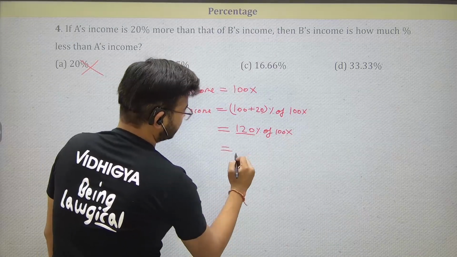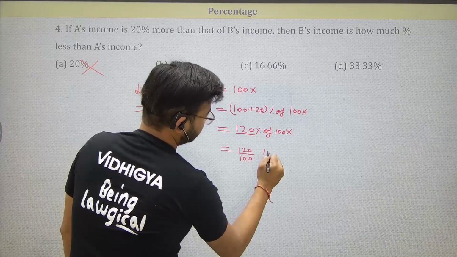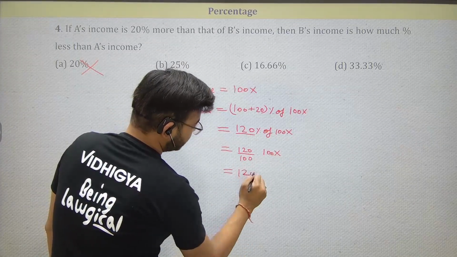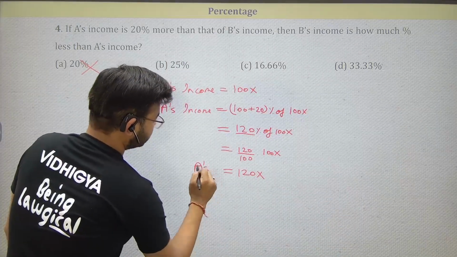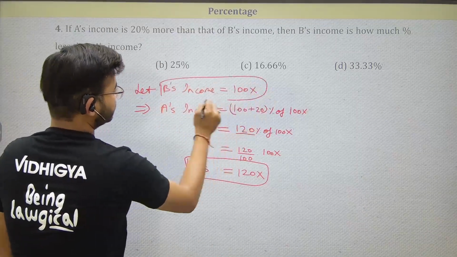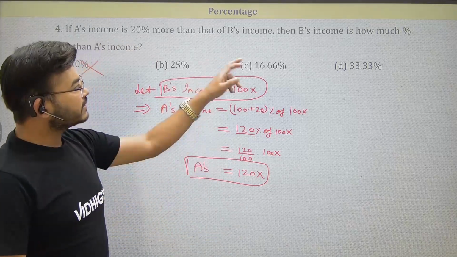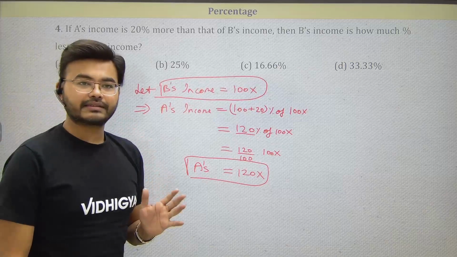So that will be equal to 120 by 100 into 100x. So this will be equal to 120x. So A's income will be equal to 120x, while B's income, we have assumed it as 100x. Now it is asked that B's income is how much percent less than A's income.